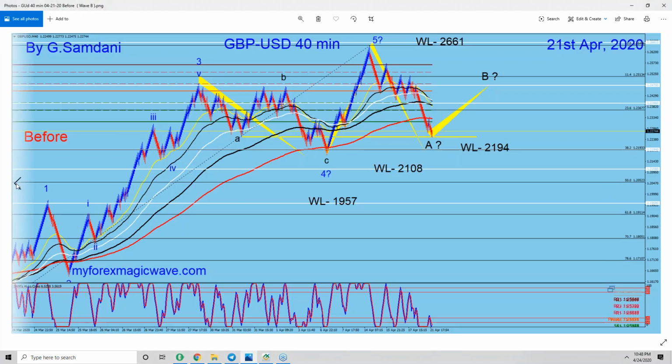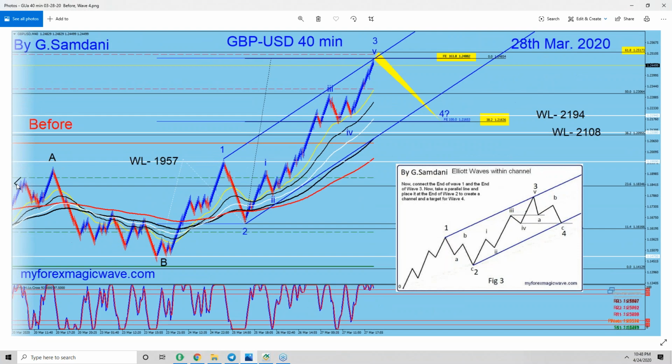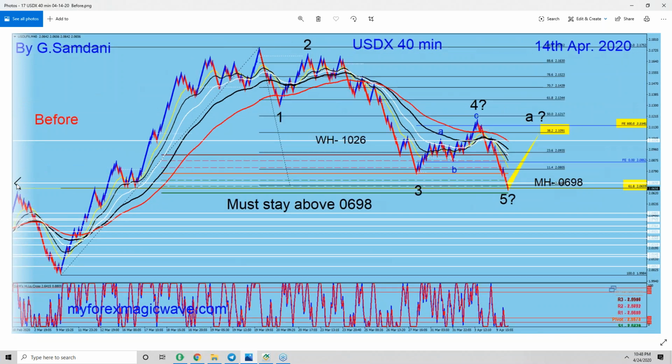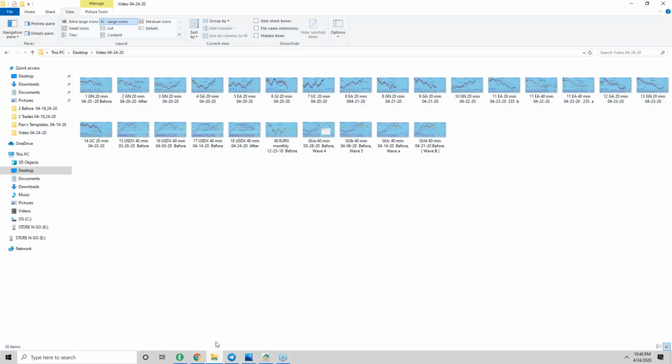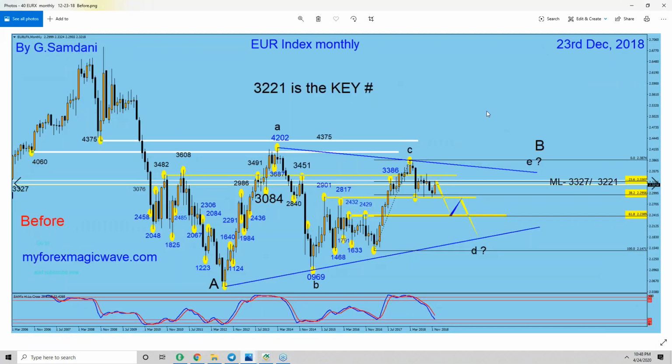Okay, a few charts behind, I have it, but I don't see it. Where is it? Let me see here. Hold on just a minute. Okay, this is the chart I made. This is the Euro index chart, by the way.